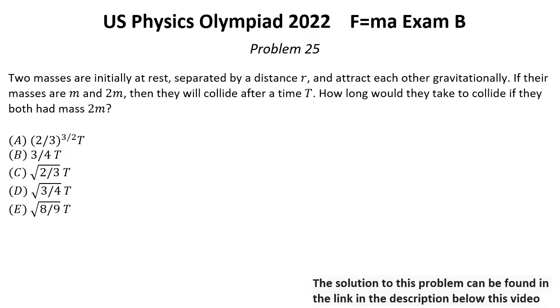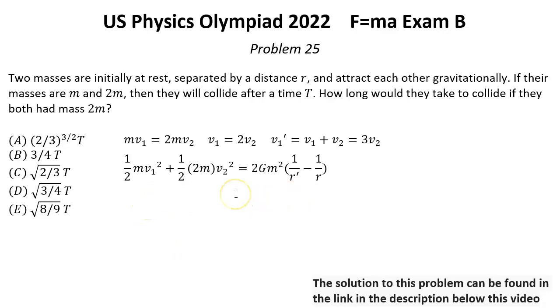Here we can use energy conservation and momentum conservation. First, let's use momentum conservation. We have m v1 equal to 2m v2. It means that v1 equal to 2 v2, and the relative speed v1 prime equal to v1 plus v2, or 3 times v2. From energy conservation we have this expression.